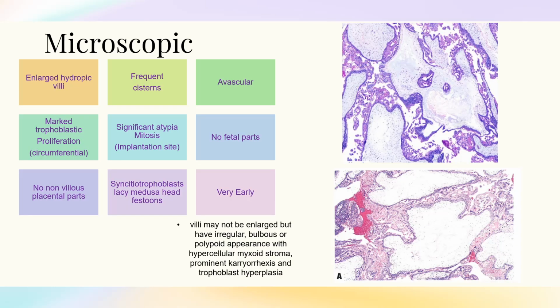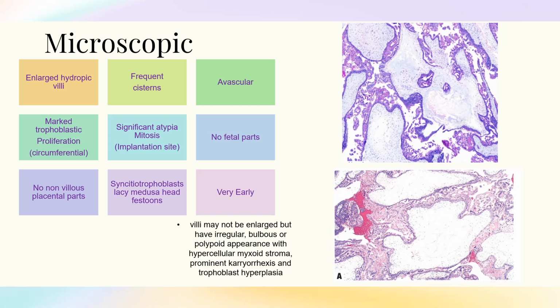What about the microscopic picture? We have actually enlarged hydropic villi with frequent cisterns. I say to my pathology residents, cisterns are the pale edematous areas in the middle of the villi that are almost acellular. In the complete mole, we do not see blood vessels or fetal RBCs because there are no fetal parts, so they are just avascular. The trophoblastic proliferation is marked and it is circumferential. We see significant atypia in areas, and this is okay, especially at the implantation site. You shouldn't panic if you see an implantation site with atypia in trophoblasts.